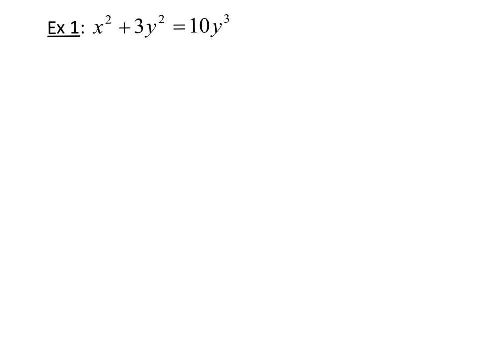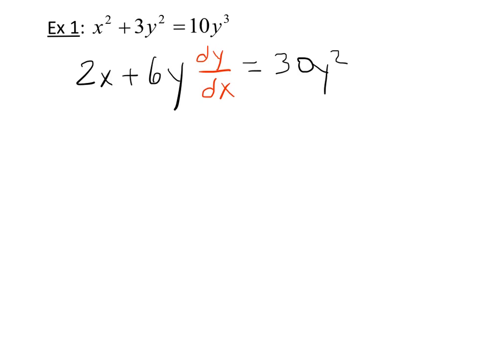So here's our first example. Start with the first term. The derivative of x squared would be 2x, plus the derivative of 3y squared would be 6y. And because I just took the derivative of a y, I'm going to add the chain rule dy/dx. This then equals 30y squared dy/dx. Now our issue is you're going to have terms that have a dy/dx attached, like these two, but you're also going to have terms like this 2x that will not have a dy/dx.